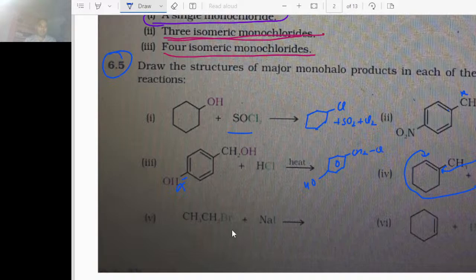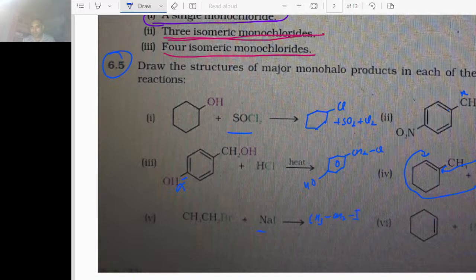Now you go with the NaI. This is the halogen exchange reaction. If you are treating with the halogen exchange reaction, the iodine will be exchanged. So it is the Finkelstein reaction. So it will be CH3, CH2, and this is going to be I.